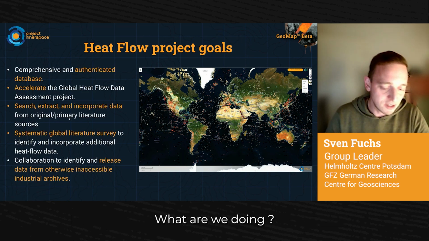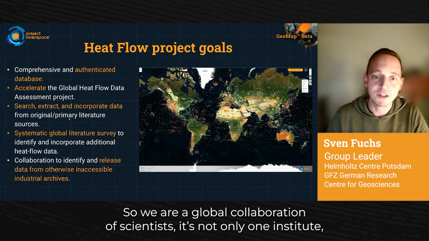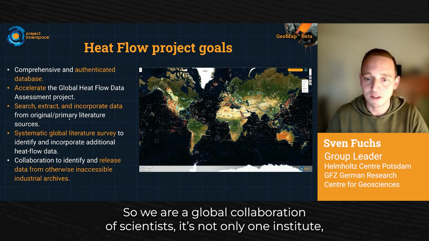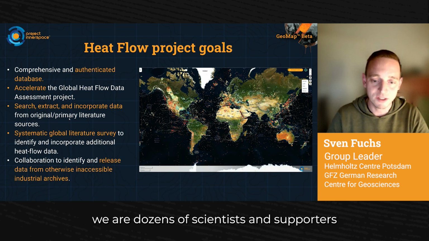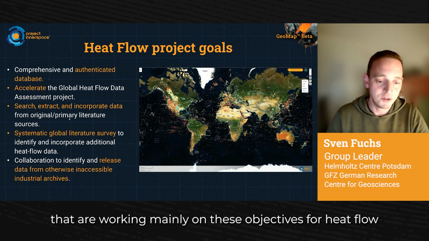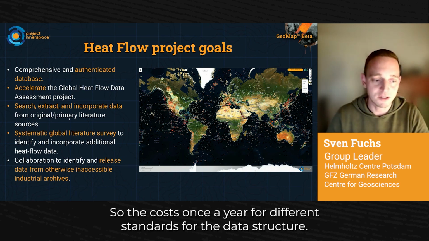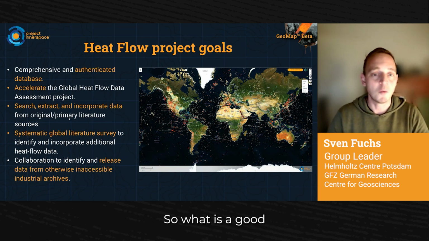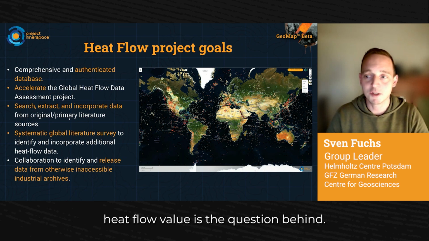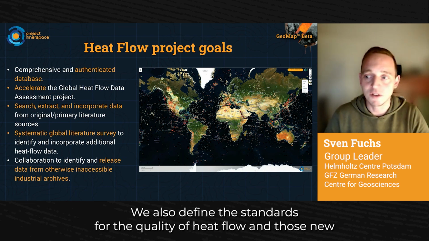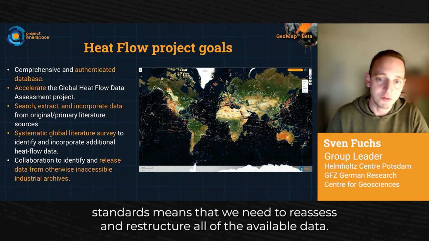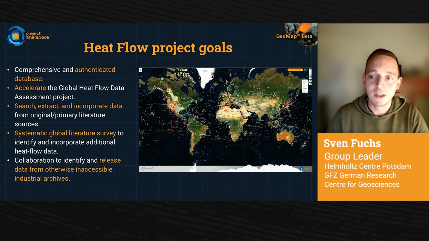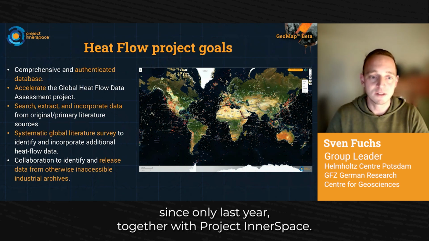What are we doing actually? So we are a global collaboration of scientists. It's not only one institute. We are dozens of scientists and supporters that are working mainly on new standards for heat flow. So in the past months and years, we defined new standards for heat flow data structure. So what is a good heat flow value is the question behind. We also defined new standards for the quality of heat flow, and those new standards mean that we need to reassess and restructure all the available data. So we are doing this right now since early last year together with Project InnerSpace.